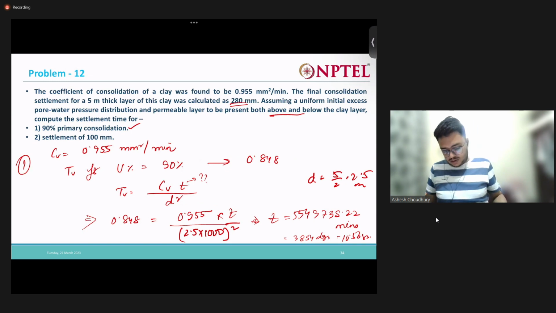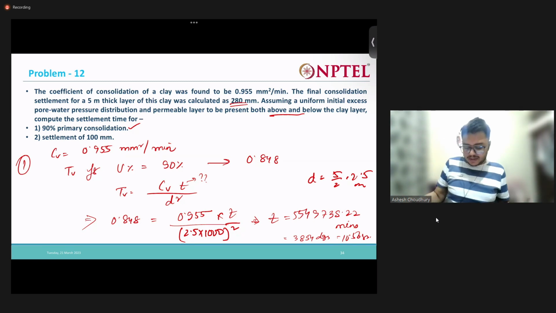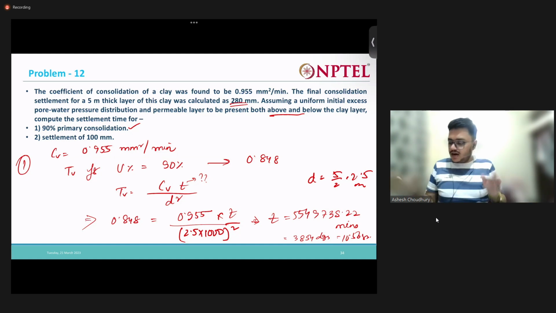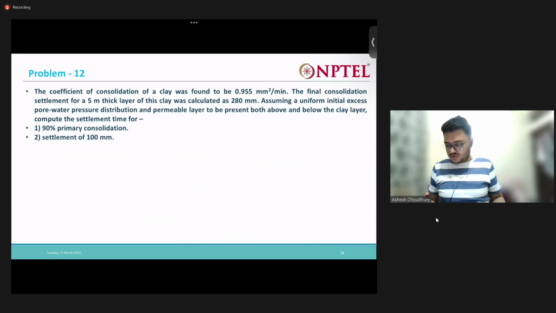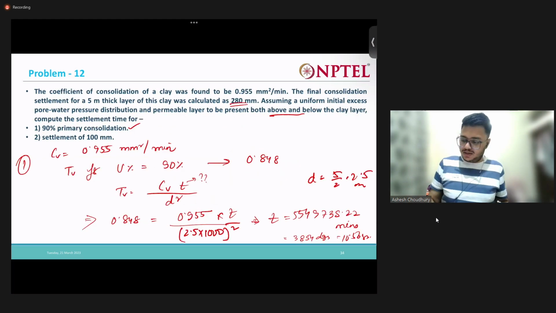So for 100 mm settlement it will need 1.25 years, and for 90% of the settlement, which is 0.9 into 280, so 252 mm settlement, it will take more than 10 years. For 100 mm settlement it will take a little more than 1 year. Okay, so with this we will end today's discussion.